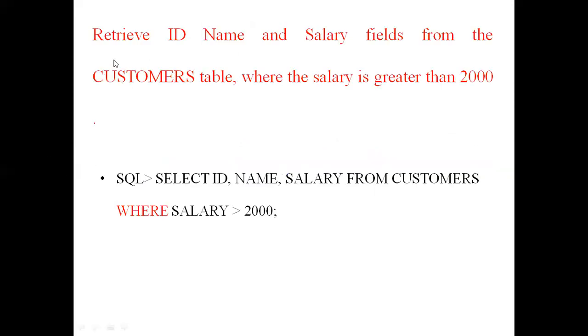Now, this is the query. I want to retrieve the ID, name and salary fields from the customers table which I have created, where salary is greater than 2000. I want to display the IDs, names and salaries of customers whose salary is greater than 2000. So what should I do? I have to select ID, name and salary from the table called customers, where salary is greater than 2000. Okay, this is the query.